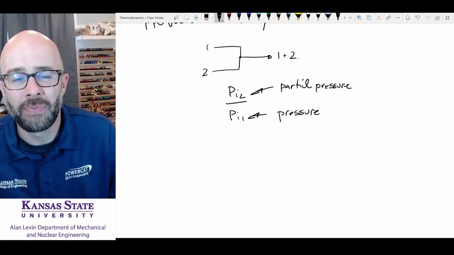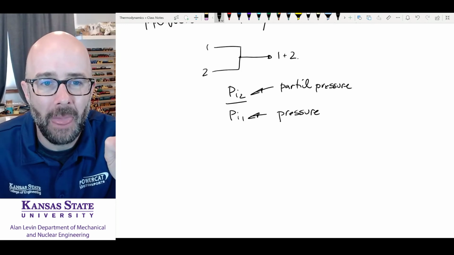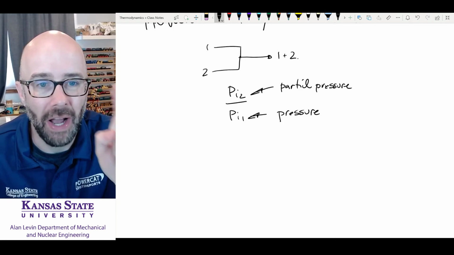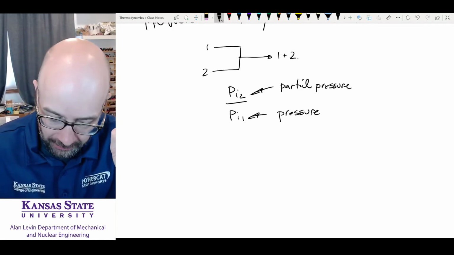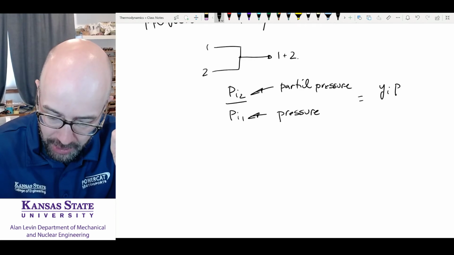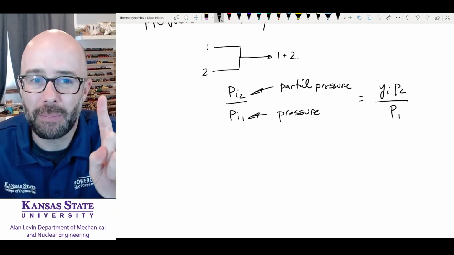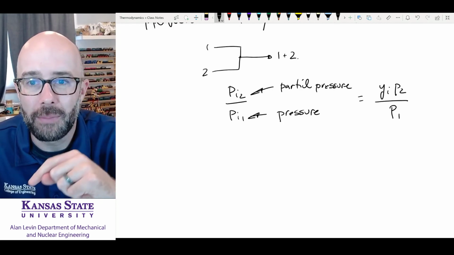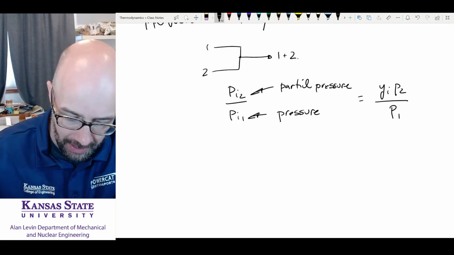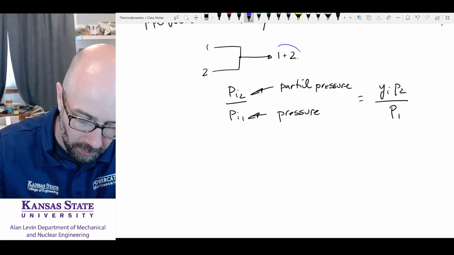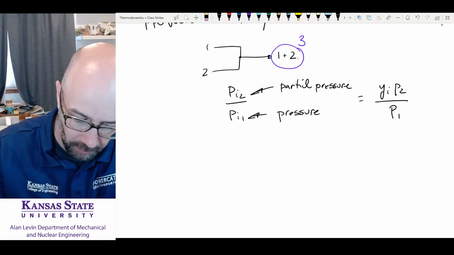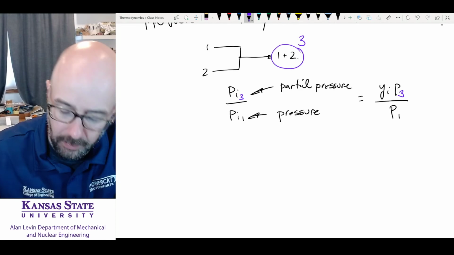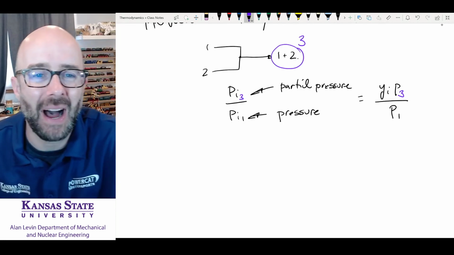Okay, because why? At state 1, you are 100% of the mixture. So the mole fraction is 100%. So the pressure here can be rewritten as Yi pressure 2 all over pressure 1. It's just the pressure at state 1 because you only have one substance in there. Now when we come to 2, maybe I should call this state here state 3. Okay, I'm going to call this combined state 3.